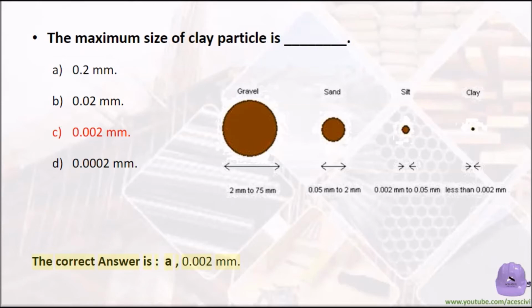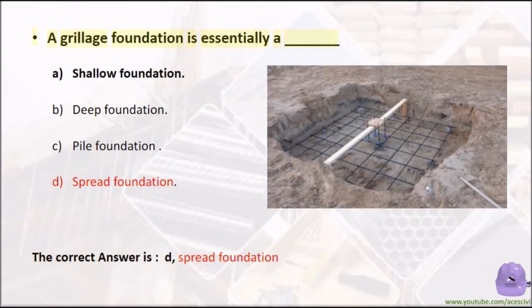Aggregate foundation is essentially A. Shallow foundation. B. Deep foundation. C. Pile foundation. D. Spread foundation. The correct answer is D. Spread foundation.